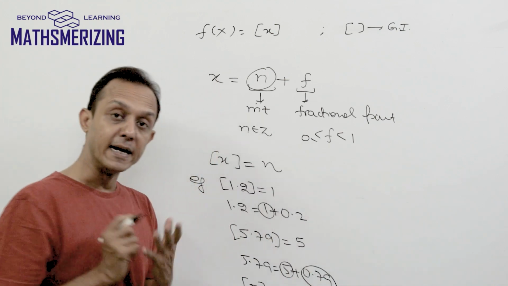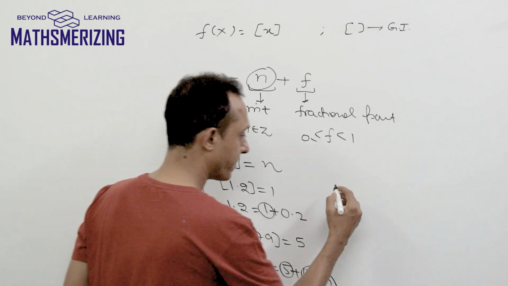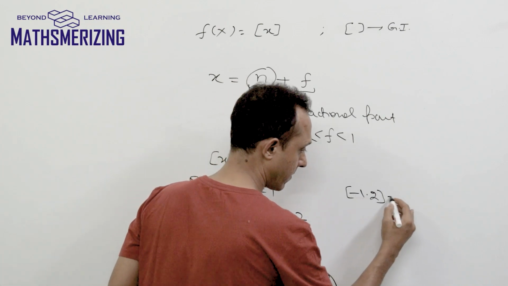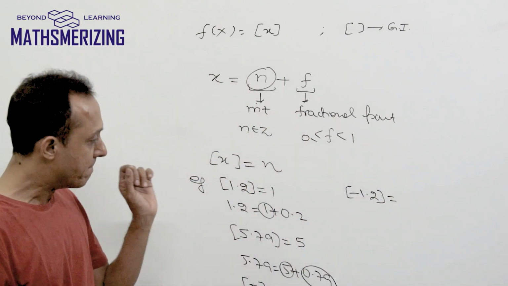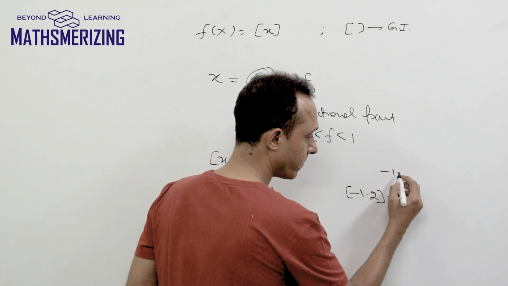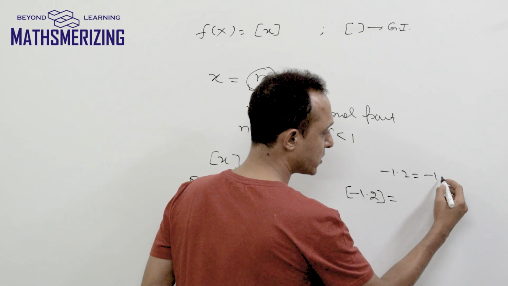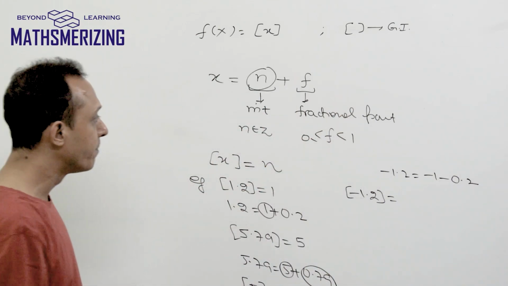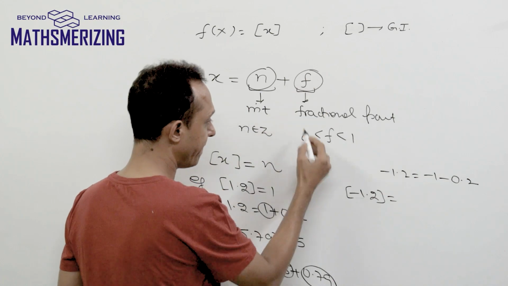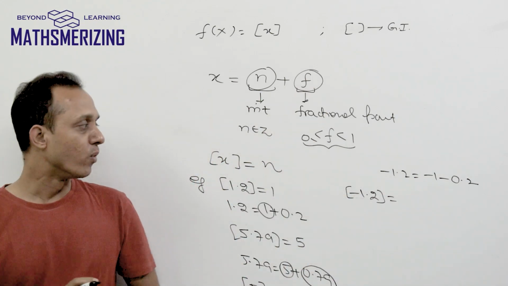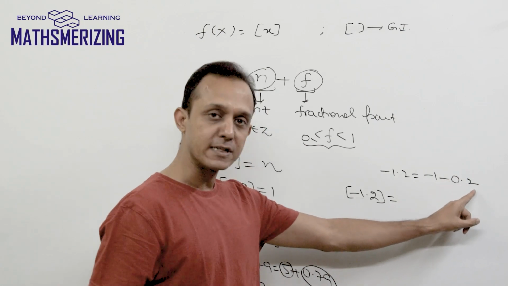Now what if I have negative numbers? Say for example, suppose I have to find greatest integer function of minus 1.2. Now this minus 1.2, I can write as minus 1 minus 0.2. But here I have a problem. And what is the problem? The problem is this fractional part f should be a positive number lying between 0 and 1. And here I am getting a fraction which is negative.